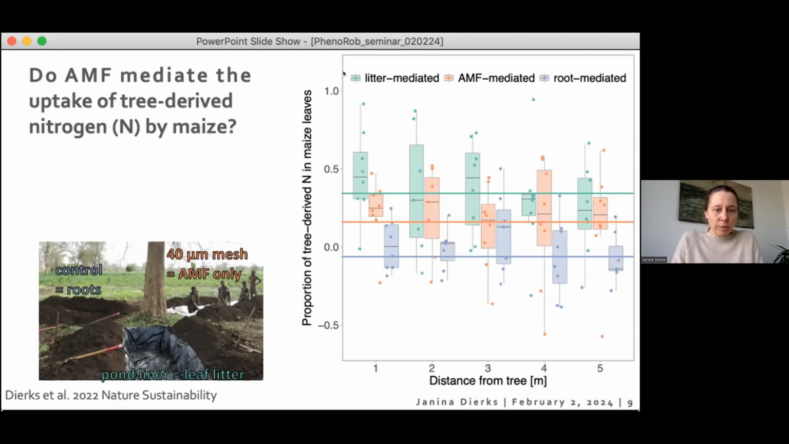So in green, it's the nitrogen that was derived via leaf litter input. In orange, via mycorrhizal mycelia that extend beyond the maize rooting zone. And in blue, via direct root-to-root contact between tree and maize.